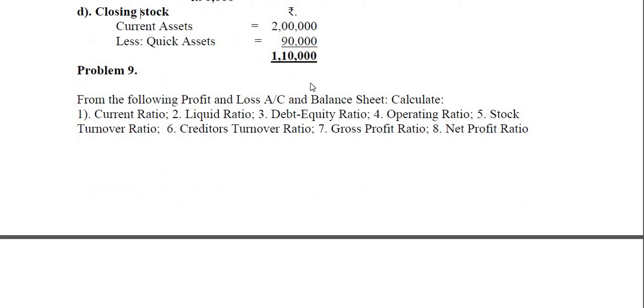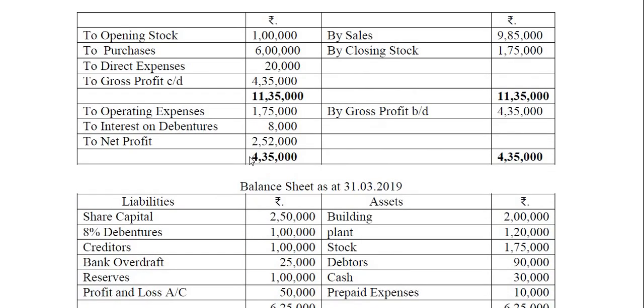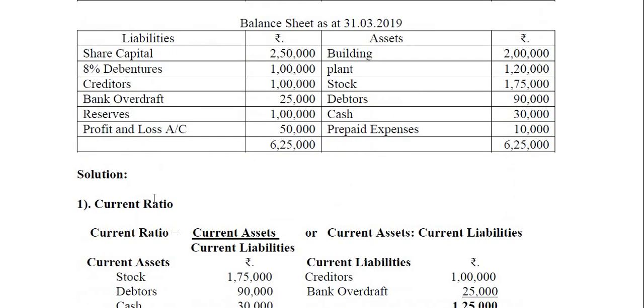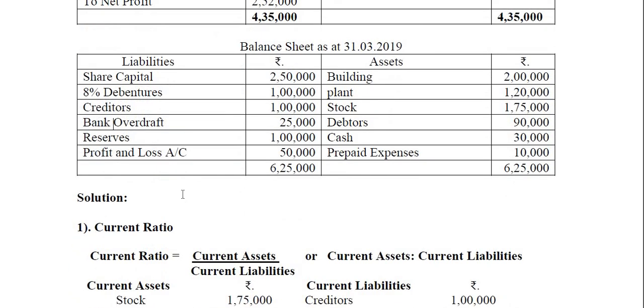From the following profit and loss account and balance sheet, calculate current ratio, liquid ratio, debt equity ratio, operating ratio, stock turnover ratio, creditors turnover ratio, gross profit ratio and net profit ratio. Alright, first one is current ratio. What is current ratio? Current assets is to current liabilities. So stock, debtors, cash, prepaid expenses together, that will be current assets. Current liabilities, creditors and bank overdraft together, that will be current liabilities. Ratio of current assets to current liabilities is nothing but current ratio.